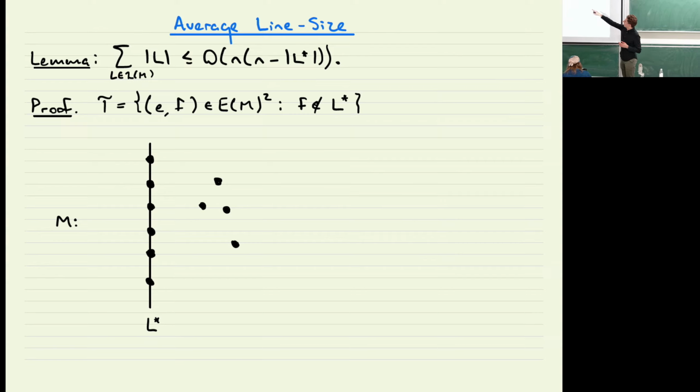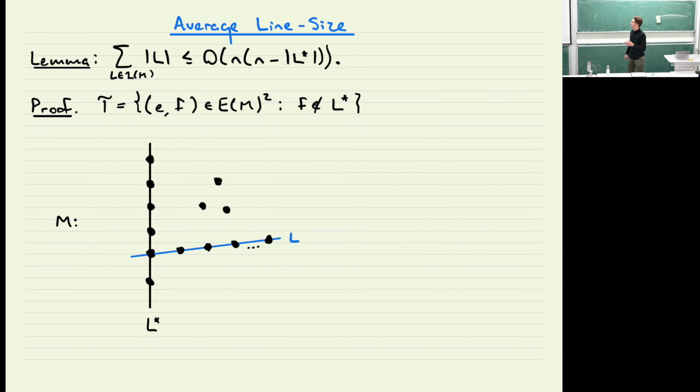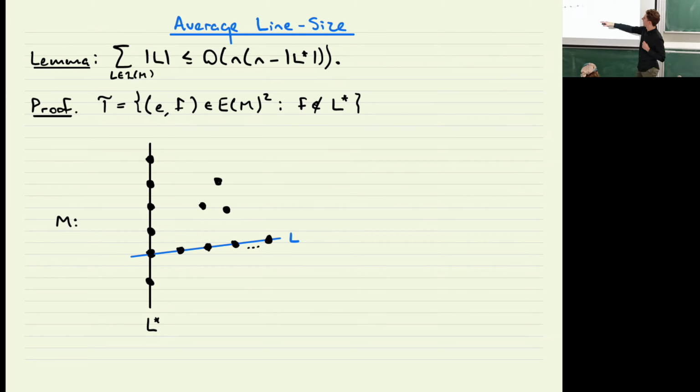And in order to get this bound, because distinct points span unique lines, what you want to do here is show that every line in your matroid contains lots of pairs which contribute to this count, this set script T. Now, a line that doesn't hit L star, that's really easy. Any pair of elements from that line forms a pair in script T, so you're getting lots of pairs there. And so the worst case thing to consider here is a line that does hit L star.